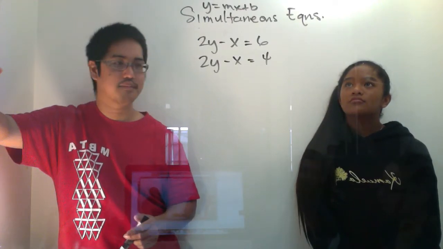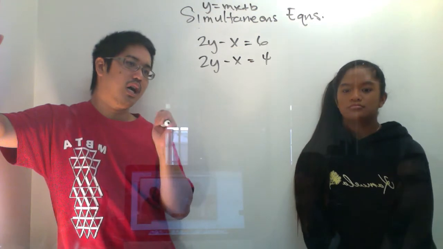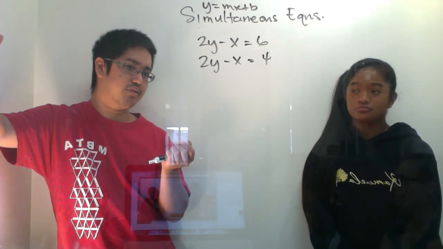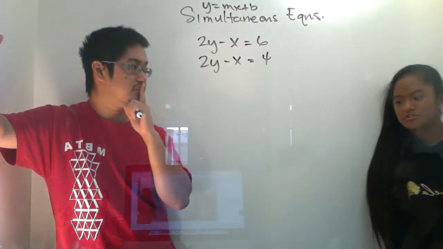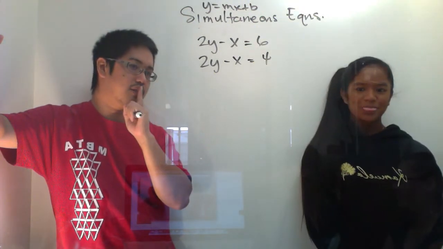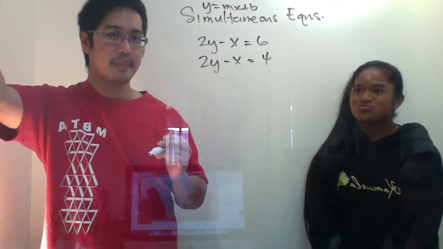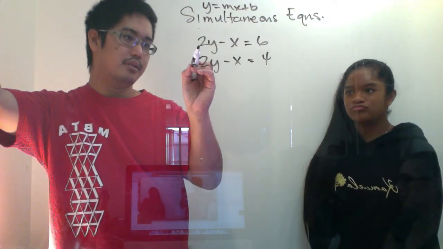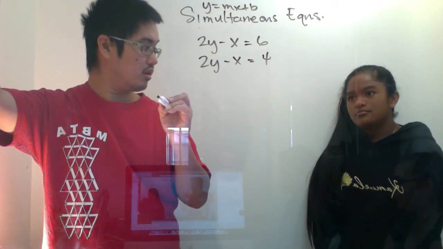Recording? Awesome. Simultaneous equations, we're going to do this one. I'm curious to know which method would you choose? Addition, subtraction, or substitution? You do addition, subtraction? Okay, I agree. Now let's take a look at this, alright? 2y minus x equals 6, 2y minus x equals 4.